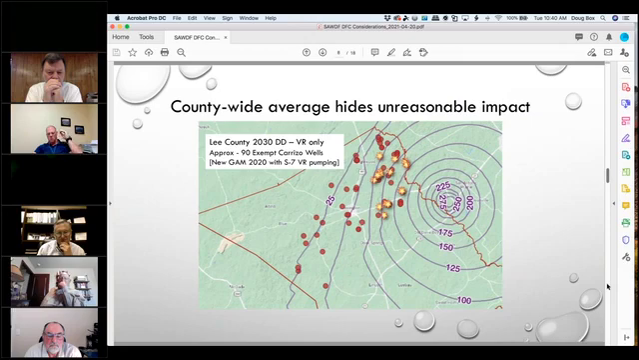And so I guess what I'm saying here, that countywide average obscures, I used the word hide, let's just use the word obscures unreasonable impacts. That's what it does. That expression of countywide average drawdown as your desired future condition obscures the reality that people are facing, and that's going to impact your county, your district, your economy, your constituents, the people that hold groundwater rights. So here's a detail mapping some 90 exempt Carrizo wells to my best calculation in the Lee County area.